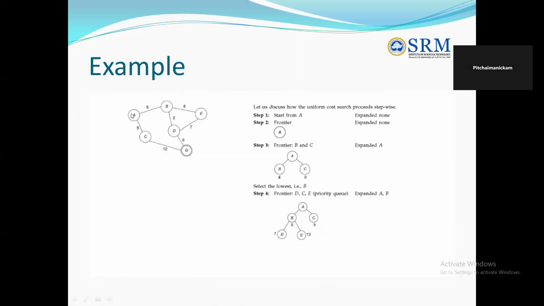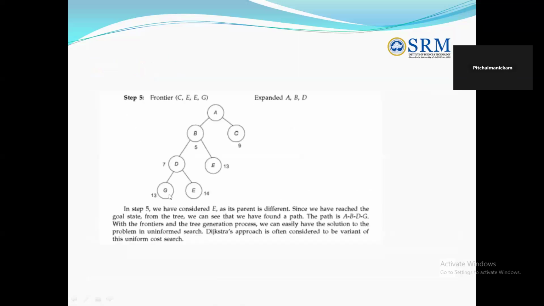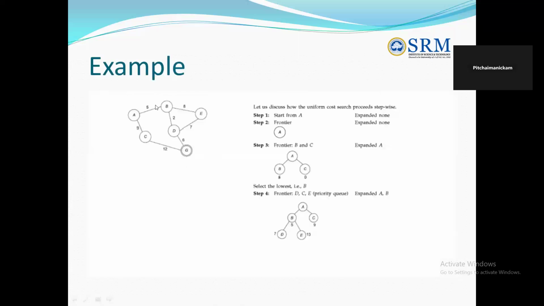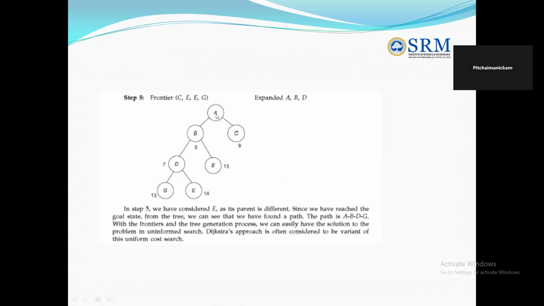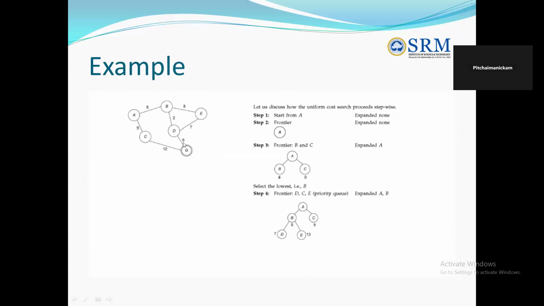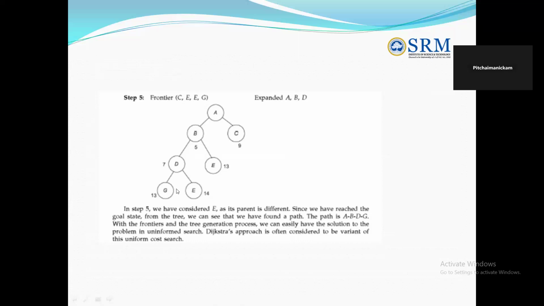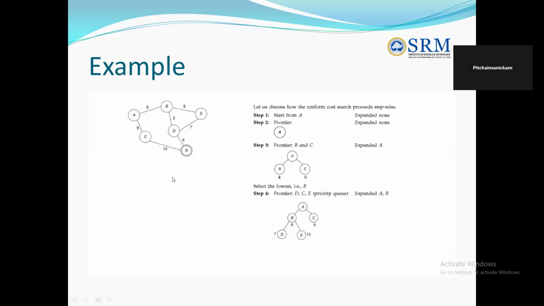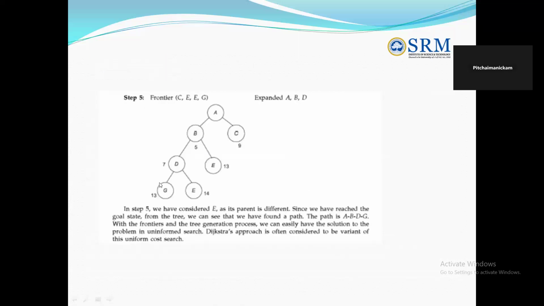Suppose I want to traverse from A to E. A, B, D, E. There is 7, 7 plus, there is 14. So you can see this A, B, D, E is 5, 2, 7. 5 plus 2 plus 7 is 14. Okay, so 14 here. Another one more thing is A, B, D, G. A, B, D, G is 7 plus 6, which is 13. So 13 you can note it down.